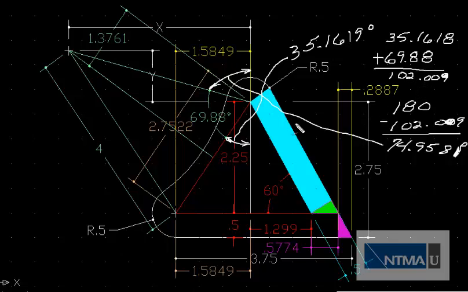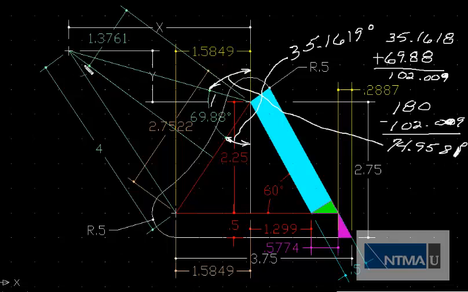102.009. Now it's easy. All we have to do is take the 180 degrees that comes all the way around this whole surface here, this whole thing here, and subtract the 102 and 9 thousandths, okay? You're going to come up with a distance inside here of 74.9581 degrees decimal degrees. So that's what this angle is here.